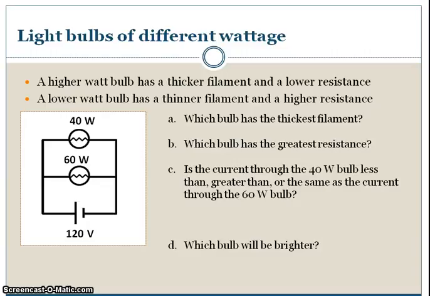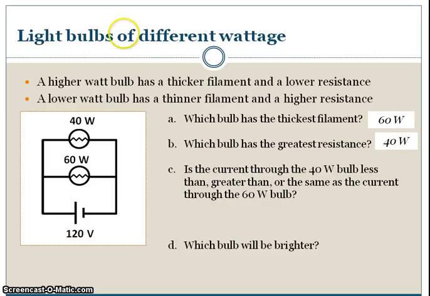So if we have this configuration, a 40 watt bulb in parallel with a 60 watt bulb, the one that has the thickest filament is going to be the one with the higher wattage and the lower resistance. Here that's going to be the 60 watt bulb. The one that has the highest resistance is going to be the lower watt bulb with the thinner filament. So in this case it's the 40 watt bulb.